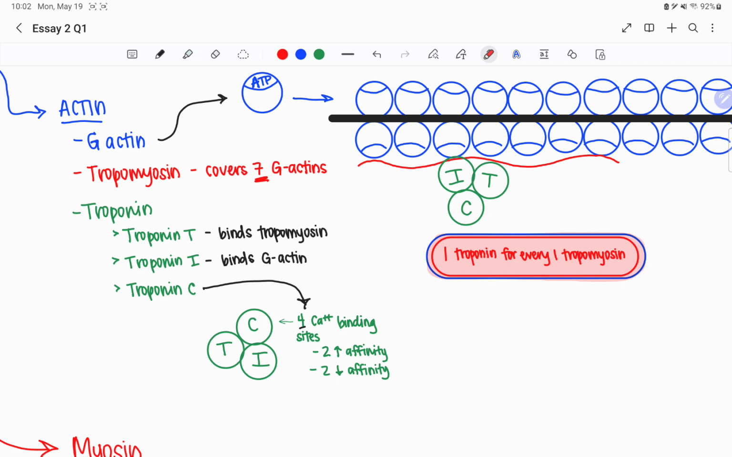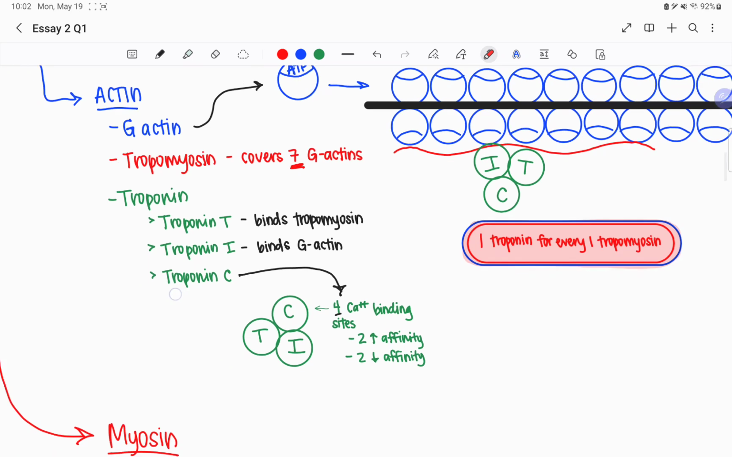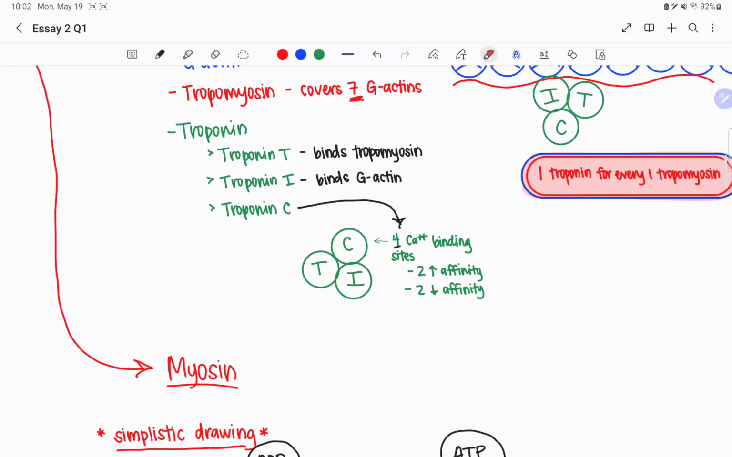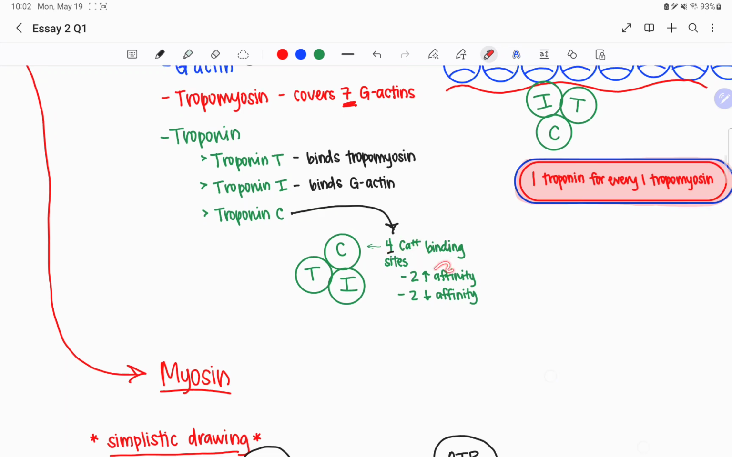The next part of what's bound to our nebulin filament is troponin. Now, troponin is made up of 3 sections bound all together like this. We have troponin T, troponin I, and troponin C. Troponin T binds to tropomyosin. I've kind of shown right there for you. Troponin I has an affinity for G-actin, so it binds there. And then troponin C has 4 calcium binding sites. 2 of them are high affinity, 2 of them are low affinity.